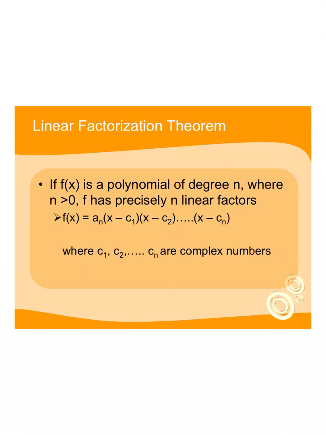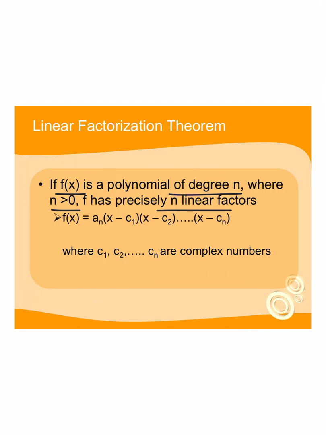All right, looking at our linear factorization theorem, it states that if f of x is a polynomial of degree n, where n is greater than 0, then f has precisely n linear factors. And when we're talking about writing something as a product of linear factors, we're saying exactly that. You want to write down each factor of the function. So we have the first factor, the second factor, all the way to our last factor.